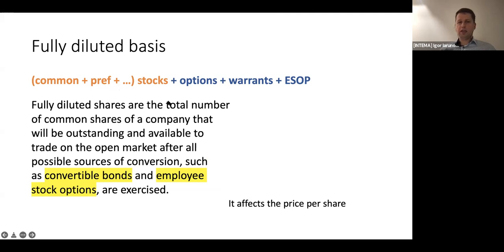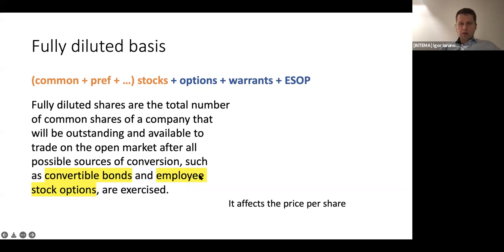So we must calculate this 5% we would like to receive based on how many shares are issued or to be issued. We call this number of total shares a fully diluted basis. Typically in a term sheet, shareholder agreements, or other agreements for share issuance, you can see text like this: fully diluted shares are the total number of common shares of a company that will be outstanding and available to trade on the market after all possible sources of conversion, such as convertible bonds, employee stock options, and so forth.